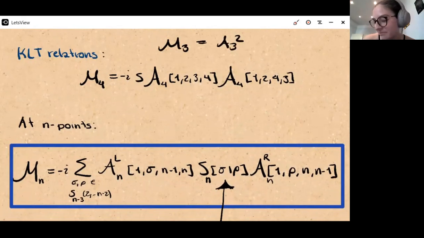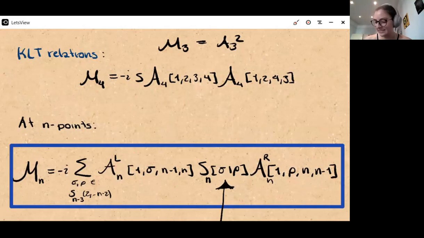It's trivial. At 4 points, it starts to get a little less trivial, and you have a Mandelstam variable s here and 2 different color orderings of the Yang-Mills field. And this will give you gravity. At n points, this is the formula, which is slightly more complicated. So let me just go piece by piece here.